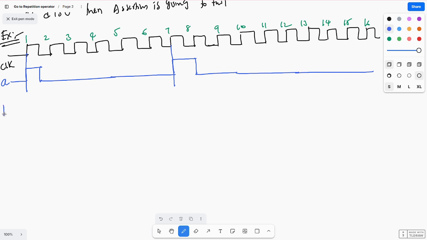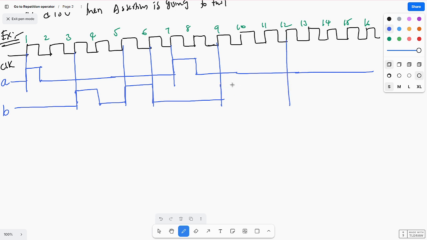Now let us take B. Initially it is 0 only. At the third cycle it goes to 1. At the fifth cycle again it goes from 0 to 1, and at the sixth cycle it goes from 1 to 0. At the ninth cycle it is 0 only, and at the ninth cycle again it goes to 1, and it stays 1 till the 12th cycle.